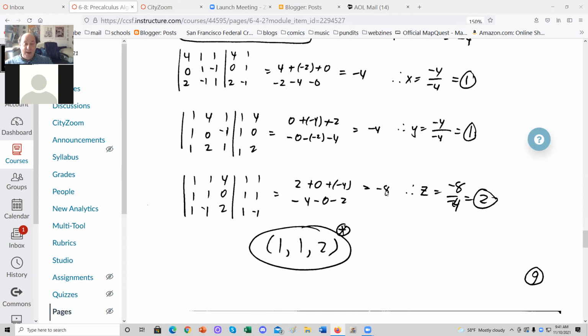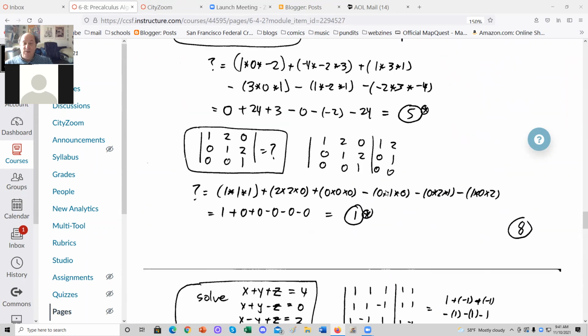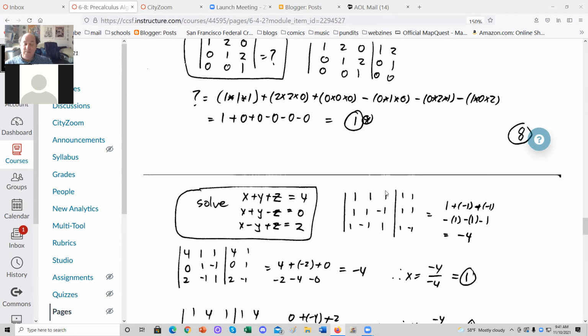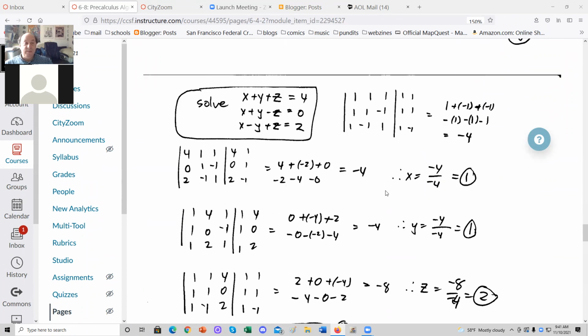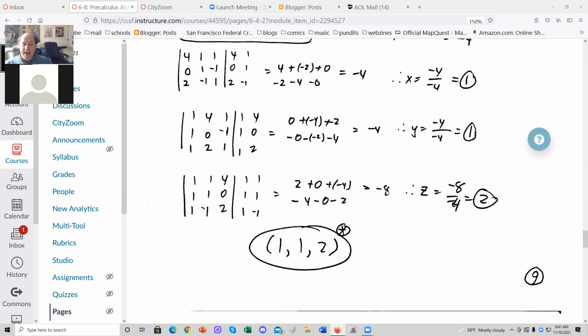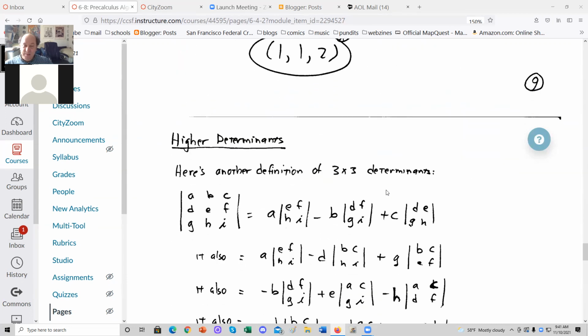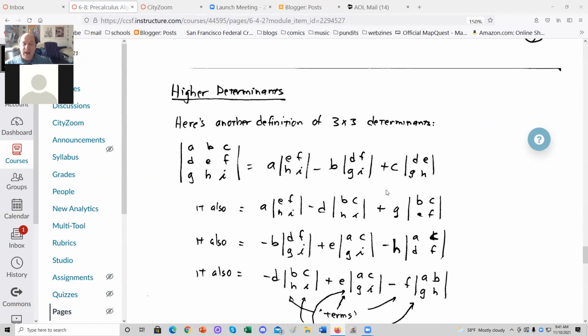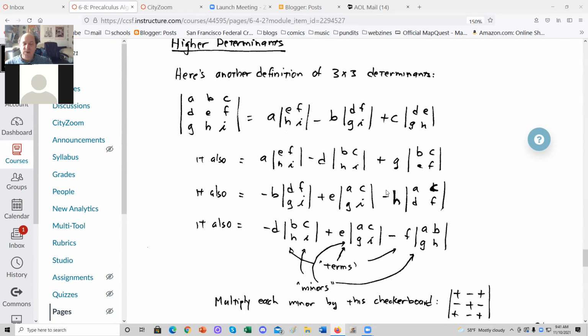Well, okay. Solving 3x3 systems this way is feasible. It's perhaps a little better than using row operations. If you're willing to use matrix inverses and a calculator, that also works. For higher determinants, it's a mess.